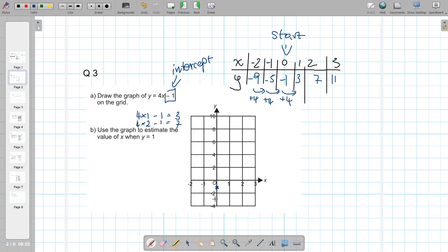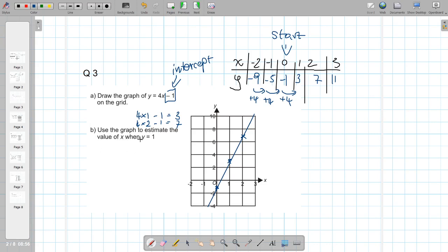I can't do the other one, but I can do the one for 1, which is here, and then for 2 is 7, and the next one I can't really do. But what I should be able to do is draw the line that goes through all 3 of these points, right? It should go as far as you possibly can. And so this is part A.